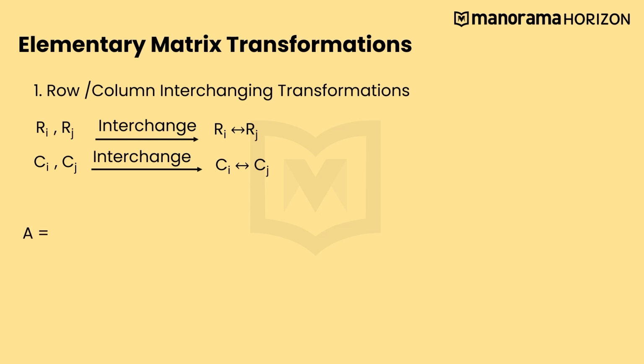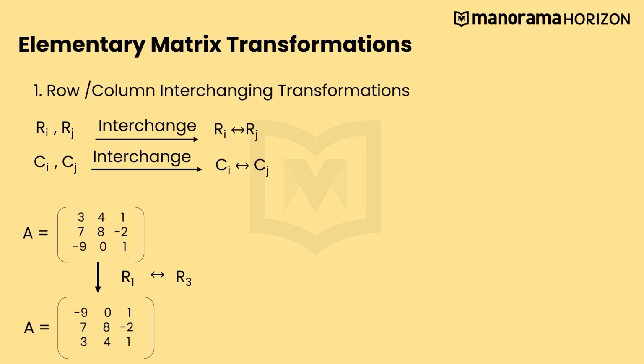Consider, for instance, A is equal to the matrix 3 4 1, 7 8 minus 2, minus 9 0 1. Applying the interchange to R1 and R3, we get A is equal to minus 9 0 1, 7 8 minus 2, 3 4 1. So row 1 and row 3 are interchanged.